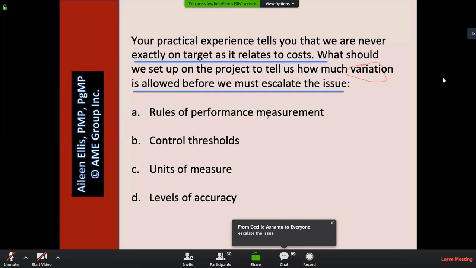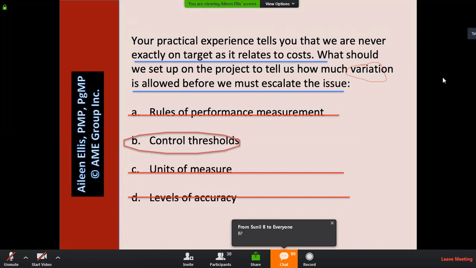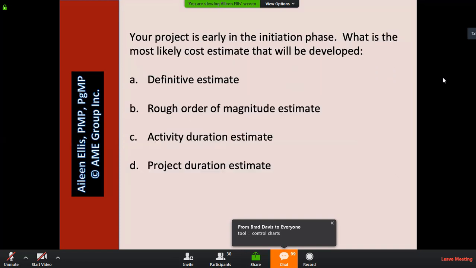So answer A is rules of performance measurement. Rules of performance measurement relate to earned value. We've already talked about units of measure and levels of accuracy. The answer we're looking for here is control thresholds. So control thresholds should be listed in the cost management plan.